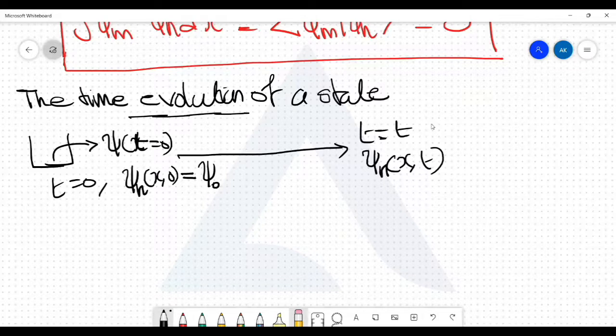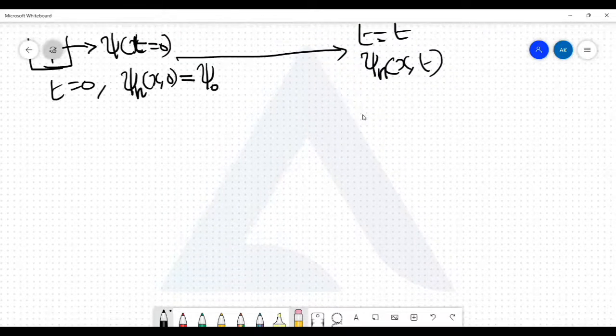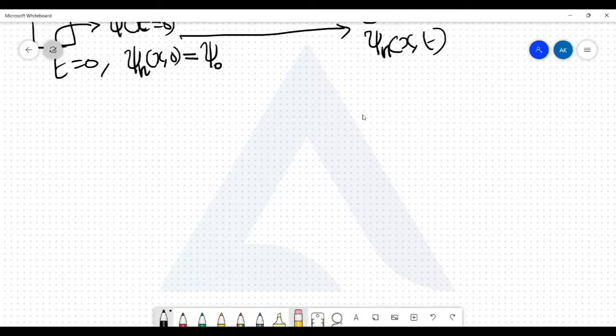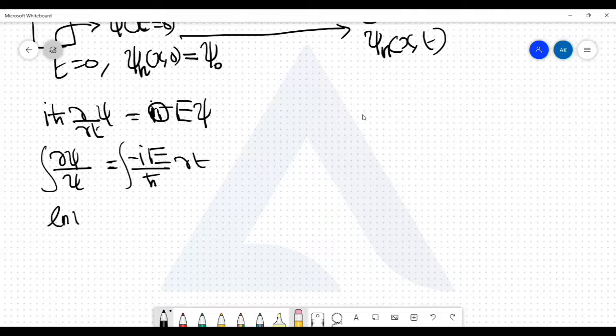How do we get this? We can get the time evolution of a system by applying the Schrodinger time dependent equation. i h cross dou by dou t of psi equal to E psi. So I can write dou psi by psi equal to minus i E by h cross into dou t. Upon integration, I get log psi equal to minus i E by h cross into t plus some constant.